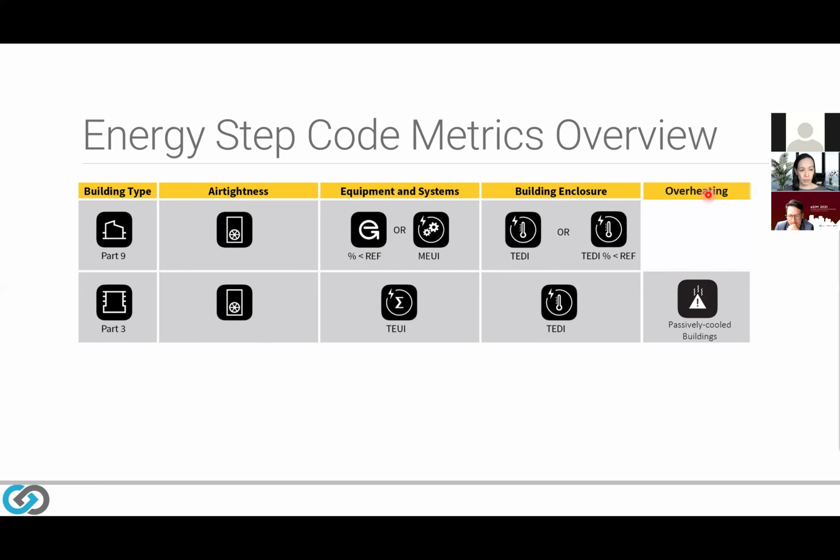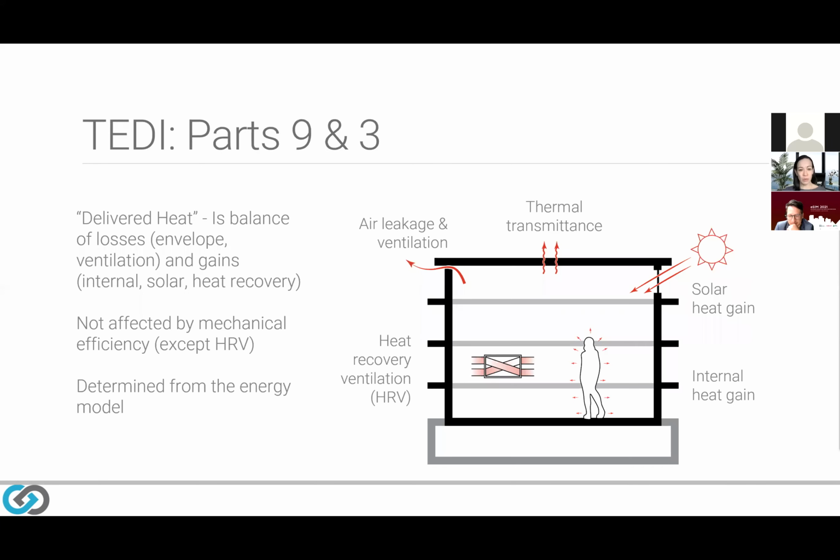So I'm going to go through each of those individually. I'm not going to spend too much time on them, but I do want to make sure that everyone just kind of has a base background in them in case you haven't seen these terms before. So we're going to start out with the building enclosure requirement, which is called TEDI, or thermal energy demand intensity. I realize I didn't define that anywhere here.